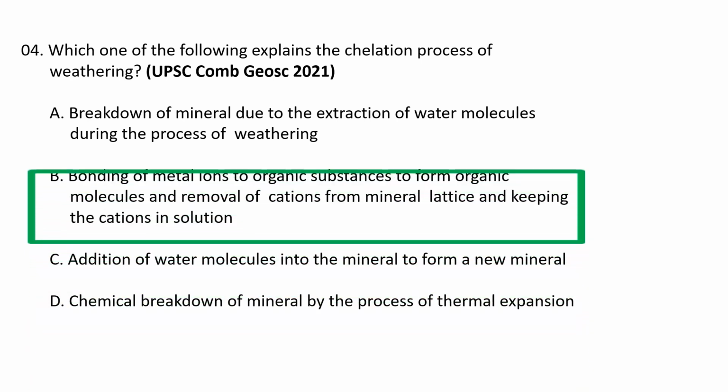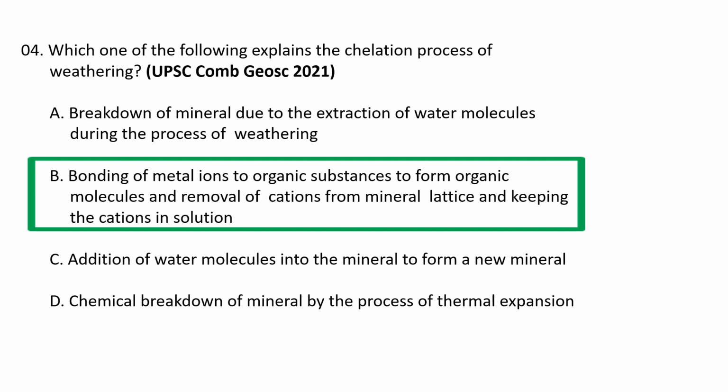So the correct answer is B. Bonding of metal ions to organic substances to form organic molecules and removal of cations from mineral lattice and keeping the cations in solution. Chelation is the chemical removal of the metallic ions from a mineral or rock by weathering. They can combine with organic compounds, and the decomposition of dead plants in soil may form organic acids, which when dissolved in water cause chemical weathering. So B is the correct option.